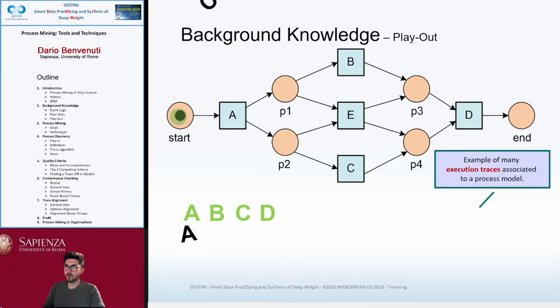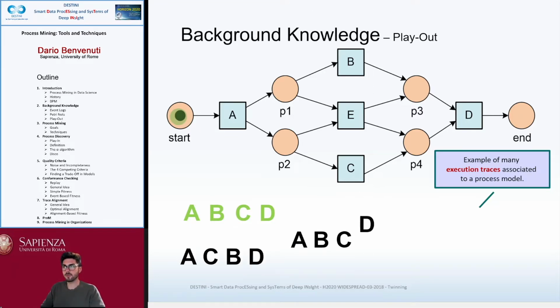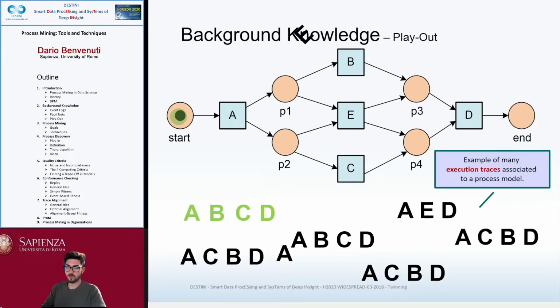Here, for example, we can see that there are a lot of different execution traces that can be associated with this process model in the picture, and you can see them here falling from the sky. And in particular, here we are playing out the first one, which is the one in green, A, B, C, and D, and you can see how it's executed in the picture itself.